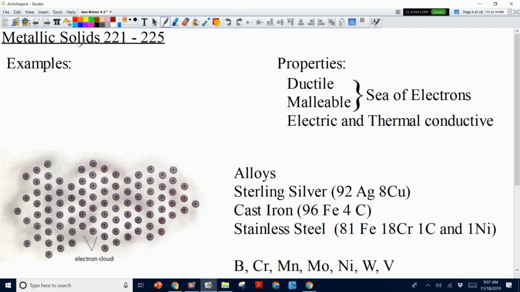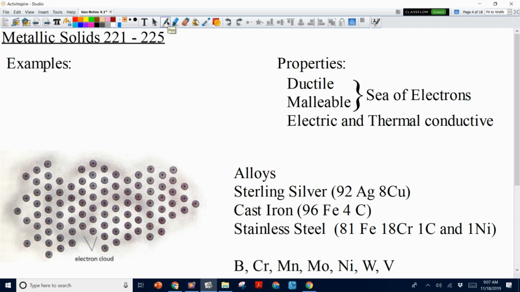All right, so let's talk about metallic solids first, and then we'll get into the ionic bonding. This is pages 221 through 225. Here we have a bunch of metal elements that are hanging out together. This circle here with the positive represents the nucleus of the metals. And then you see this hazy area around all of these nuclei, and that hazy area represents all the electrons that the metals have.